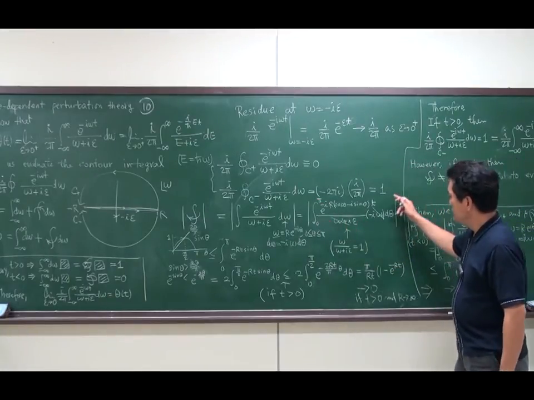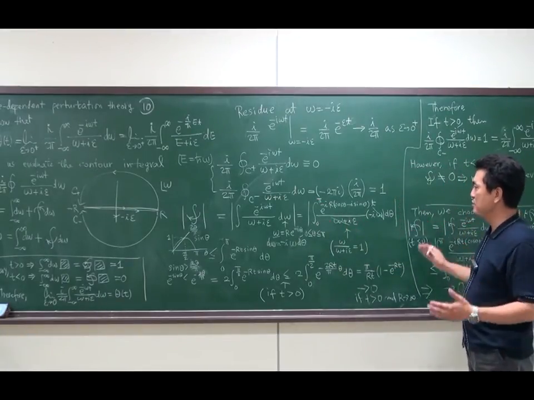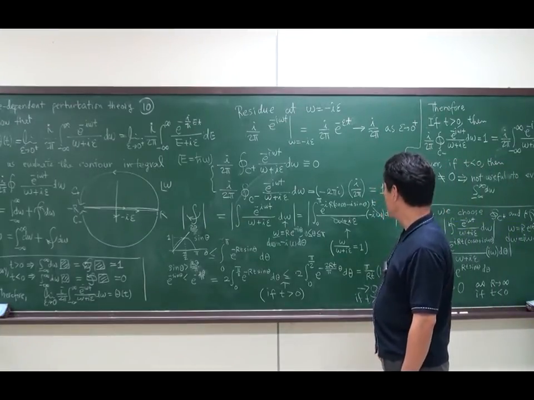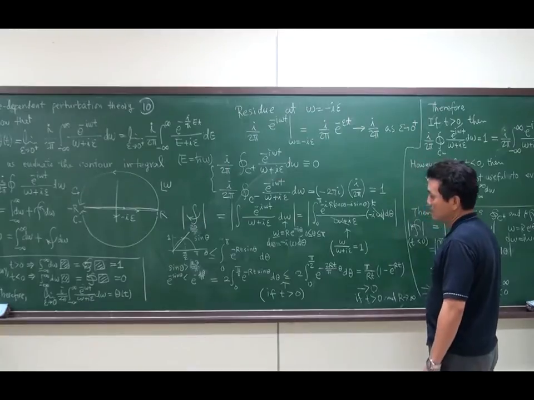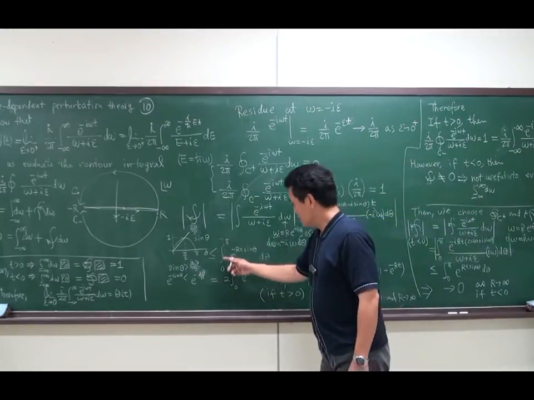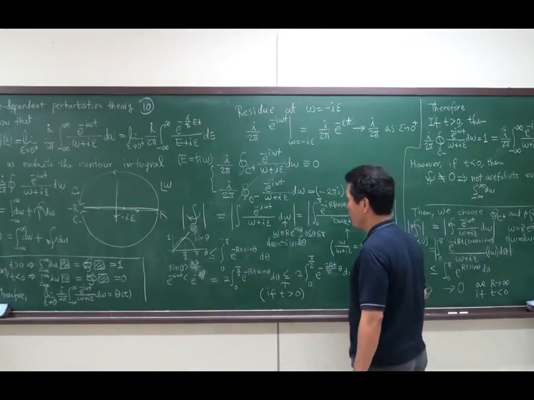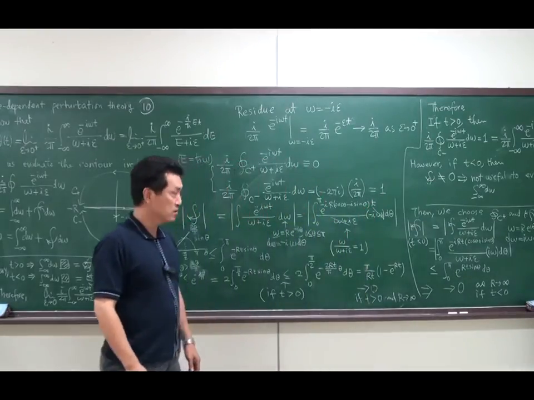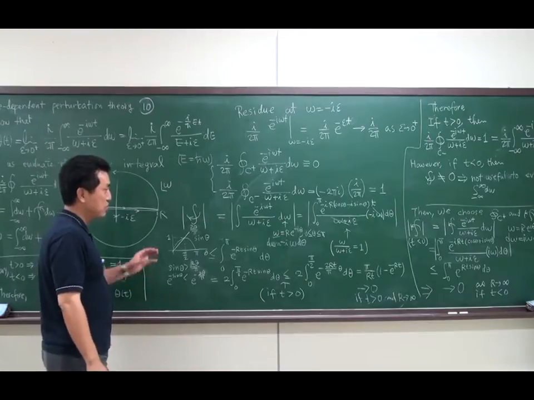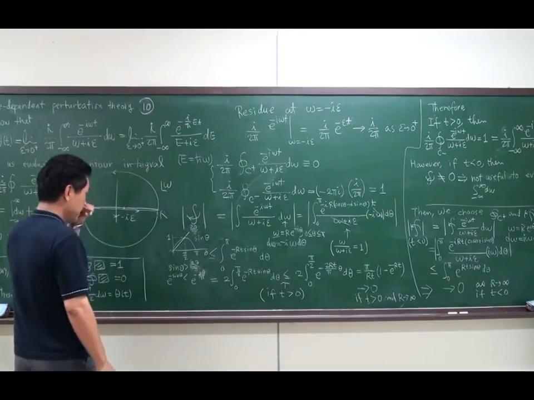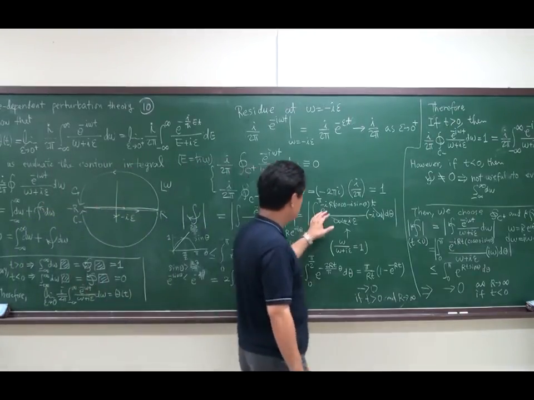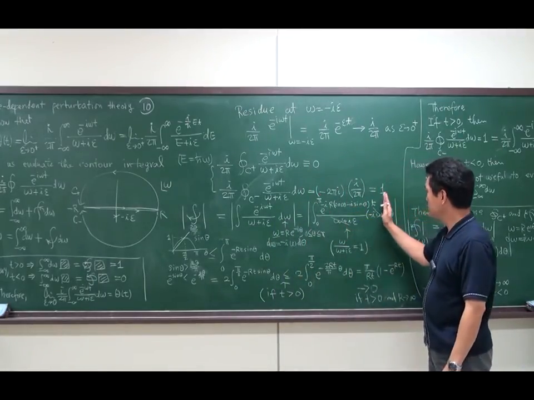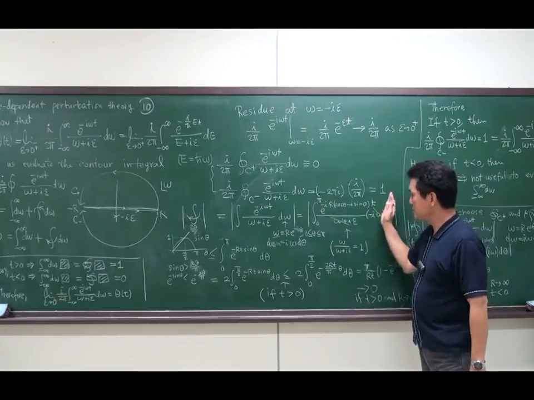The absolute value of this integral is always less than the integral of the absolute value of the integrand. This is the generalized Schwarz inequality. In that case, the oscillating factor disappears if I take the magnitude, the absolute value of the integrand.